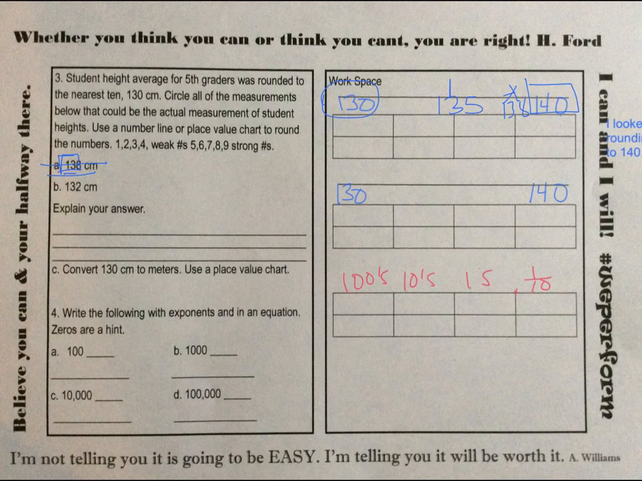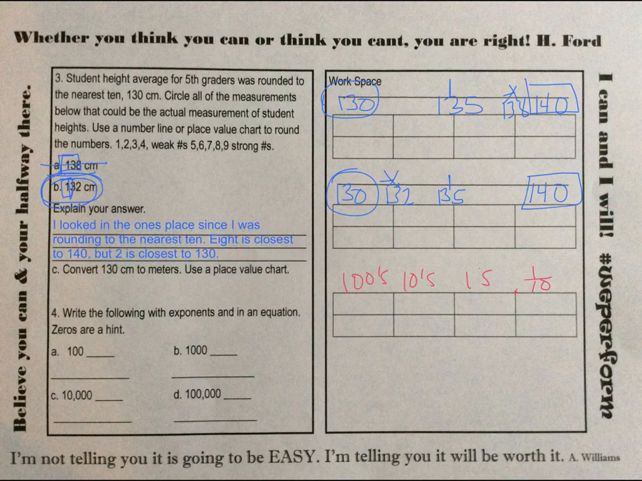So now we do the same thing. We look down here and we see that we have 13 tens, which is 130. Then we have 14 tens, which is 140. In the middle, we do the 13 tens plus 5, which is 135. Then we would place our number, which is 132. This one is closest to 130, so it could have been one of the actual heights that was used to find the average. And to explain our answer, we could say I looked in the ones place. Since I was rounding to the nearest 10, 8 is closest to 140, but 2 is closest to 130.